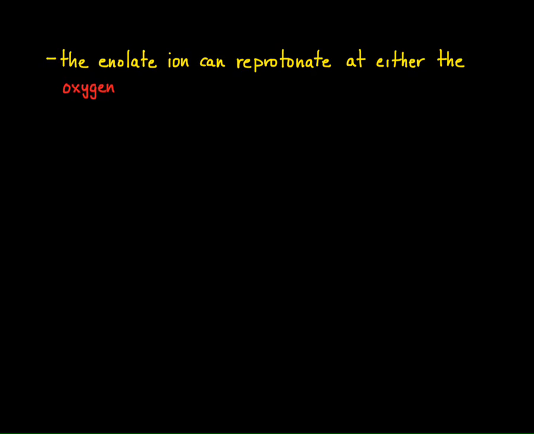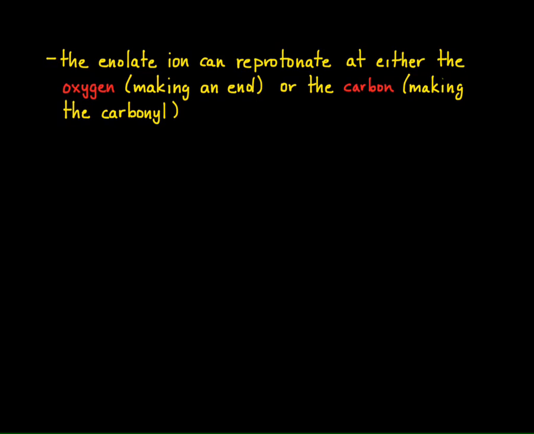All right, so now the enolate ion can reprotonate at either the oxygen, which makes an enol, or it can protonate at the carbon, which then converts it back to the carbonyl. So let's take a look at both of those scenarios. If I simply draw out the two resonance structures of my enolate ion, one where the negative charge is on the alpha carbon, the other where the negative charge is on the oxygen, I can protonate either one of these to get back to a neutral species.